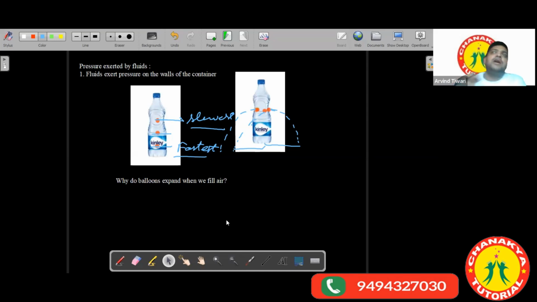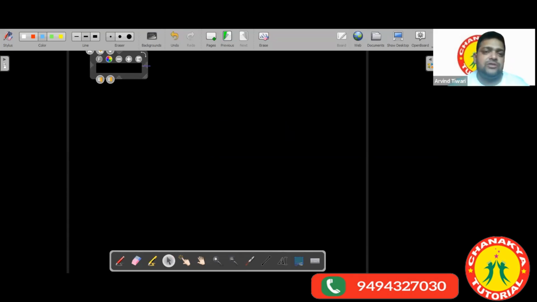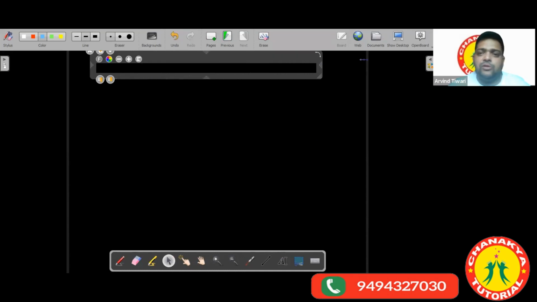Let us try out a few more activities. The next activity will tell us that moving air causes a decrease of pressure. So this one is a very important phenomenon. Moving air causes decrease of pressure.